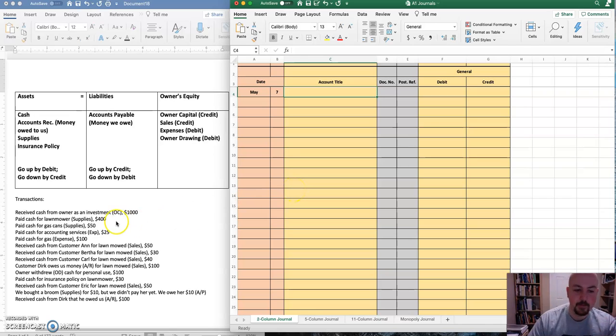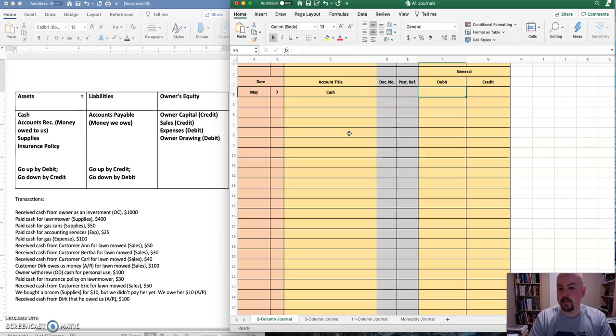Received cash from the owner as an investment, which is owner capital, for $1,000, okay? So let's see what happened here. We received cash, so cash goes up. Owner capital goes up, the worth of the business goes up because the owner invested $1,000 into it. So we know that cash goes up, it's an asset, so it goes up by debit. The amount is $1,000. So right here in the account title, I'm going to write cash.